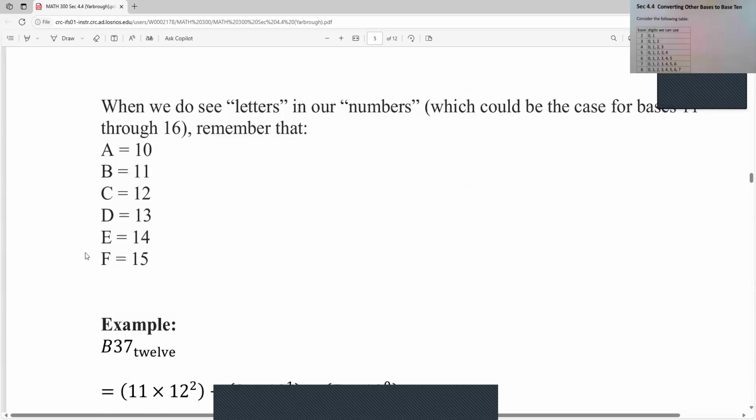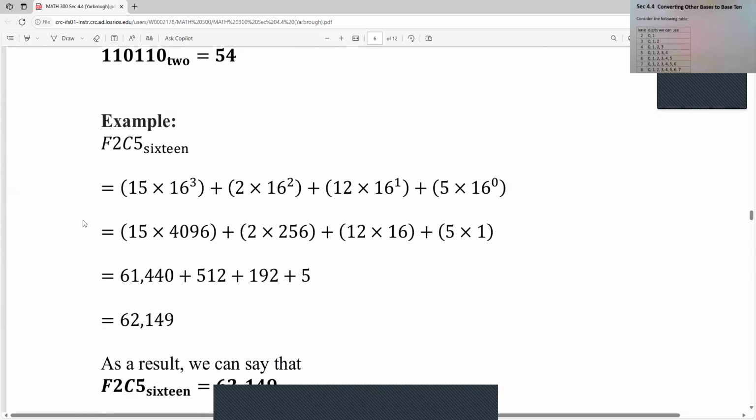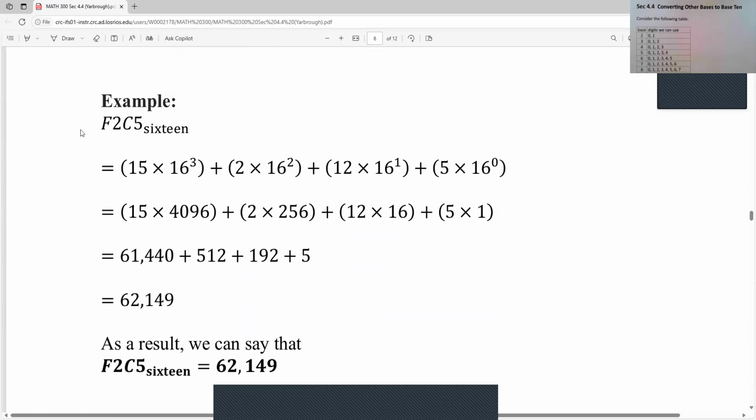So if we're doing base 16, we're going to use this, and you can see how this works. So F2C5 base 16 is equivalent to what we would call 62,149. Again, pause the video if you need to and look closer and see the patterns and see how this all works and see why this problem works out the way that it does.